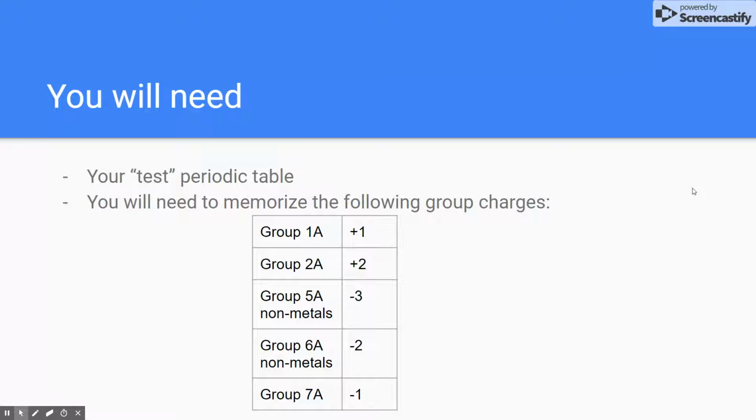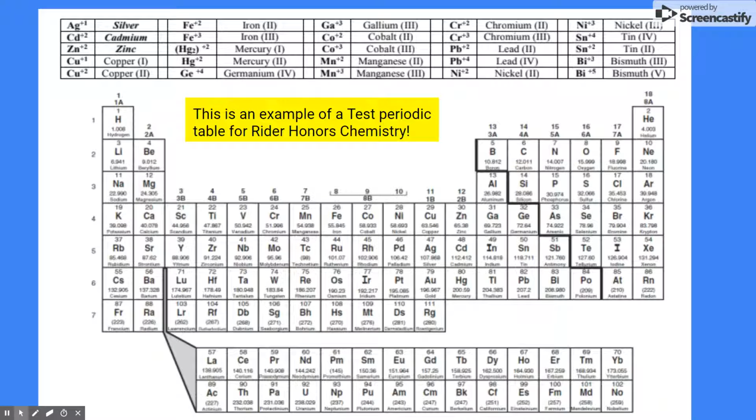Okay, to do formula writing, you're going to need your test periodic table. You should have picked one up when you came to class today. You'll need to memorize the following group charges. Group 1A, positive 1. Group 2A, positive 2. Group 5A, negative 3. Group 6A, negative 2. Group 7A, negative 1.